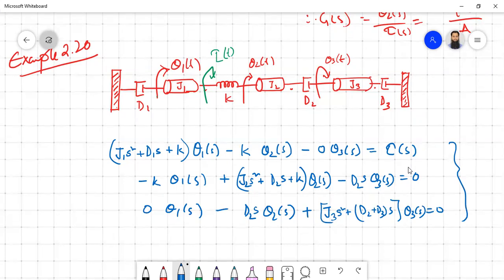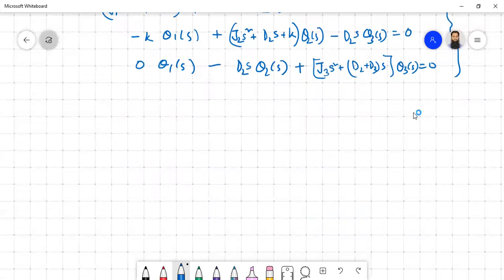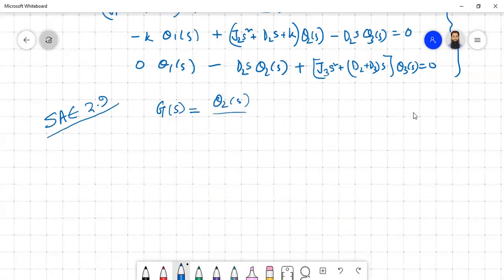Okay, so next is skill assessment exercise 2.9. What it says is you have to find the transfer function G(s) equal to theta 2(s) by T(s). Okay, so now look at the system. The system looks something like this.